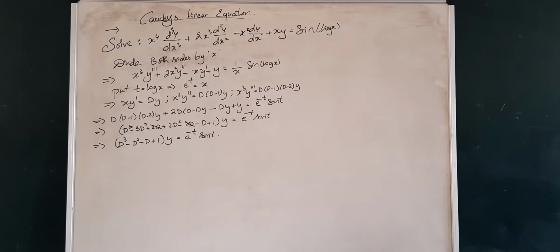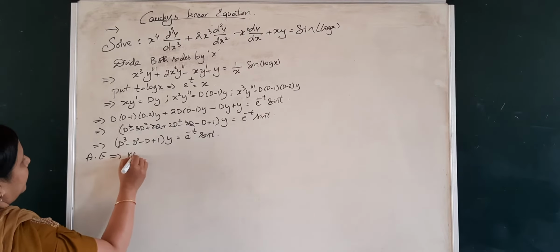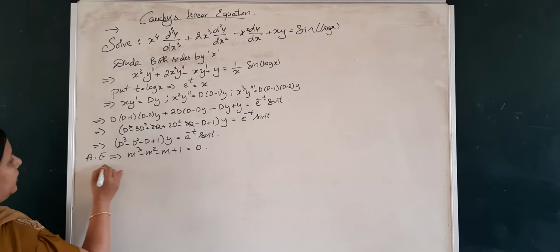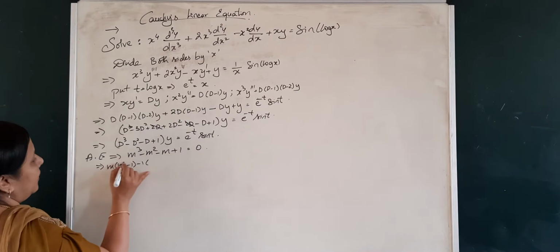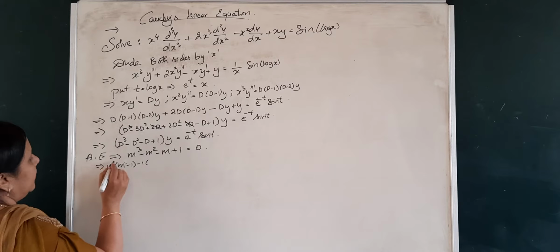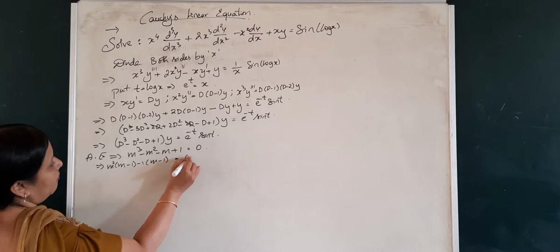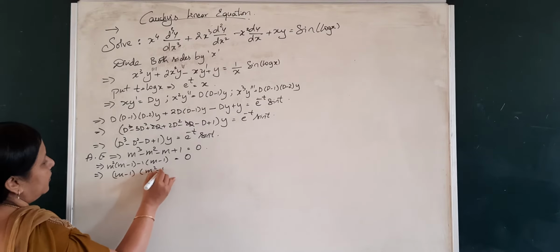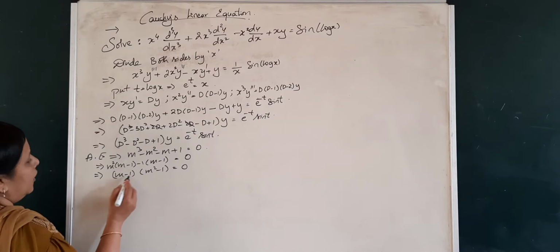Now we have to find the roots of f of d, and before that let us write the auxiliary equation. So what is the auxiliary equation for this particular part? m cube minus m square minus m plus 1 is equal to 0. Take m square common, therefore you get m minus 1, and minus 1 common, again you will get m minus 1. So simplifying ahead, by taking out m minus 1 common, you get m square minus 1 is equal to 0.